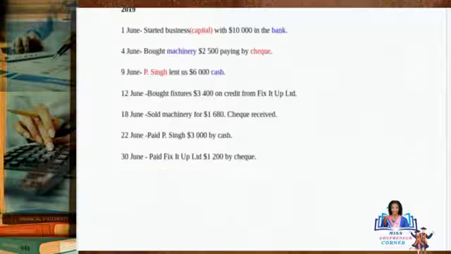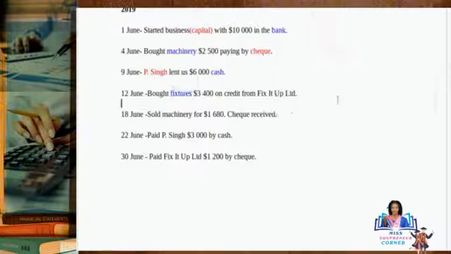On June 12, bought fixtures $3,400 on credit from Fix It Up Limited. So the two items affected right here would be fixtures and Fix It Up Limited. We bought fixtures. Fixtures is an asset. When asset increases, we have to debit. So we're going to debit our fixtures account.